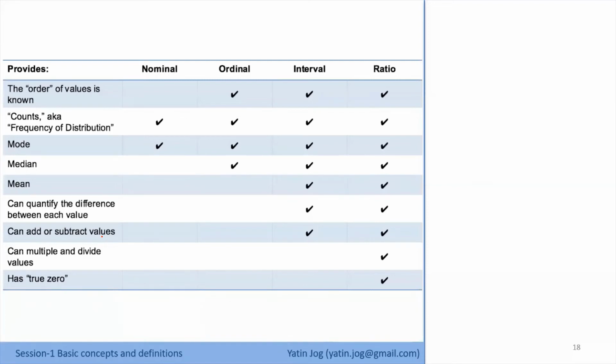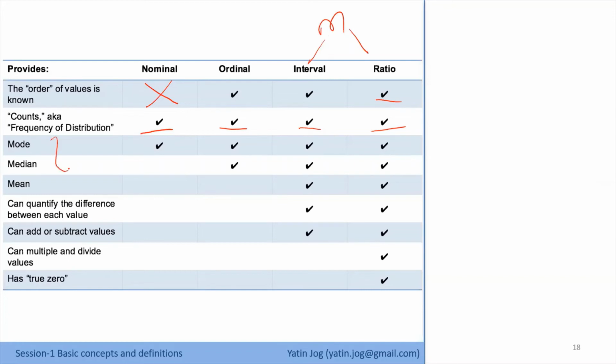So order of values is known. Order of values is not known in nominal. It is known in ordinal, interval and ratio. Now counts, that means we can count, or a frequency distribution can be implemented. Yes, counting is possible for all. Even if interval and ratio are based on measurement principle, we can still count as well as measure.